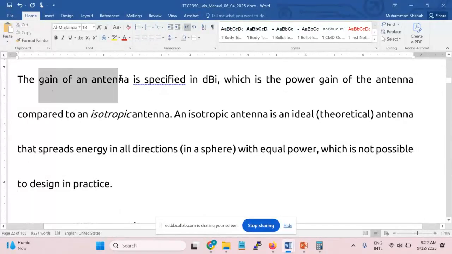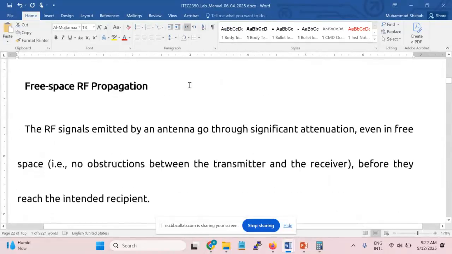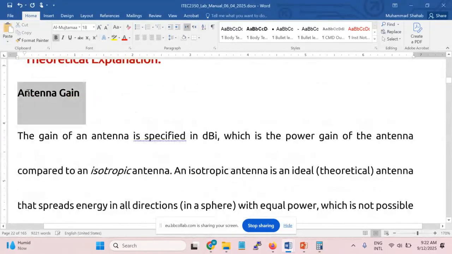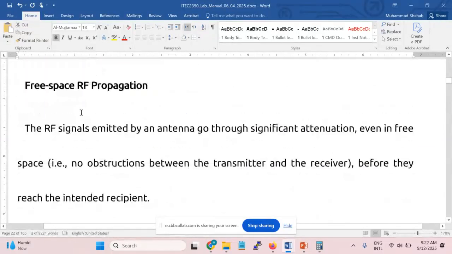So the gain of any antenna is specified in dBi, which means compared to the isotropic antenna, because the isotropic antenna has 0 dB. This first term is antenna gain. Second term, free space propagation.